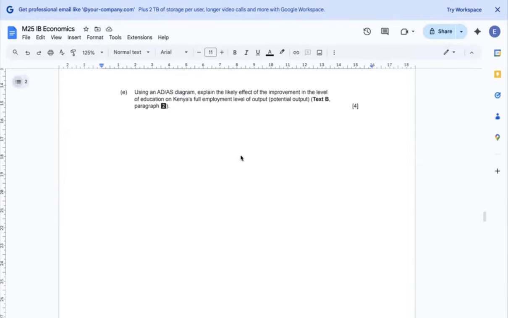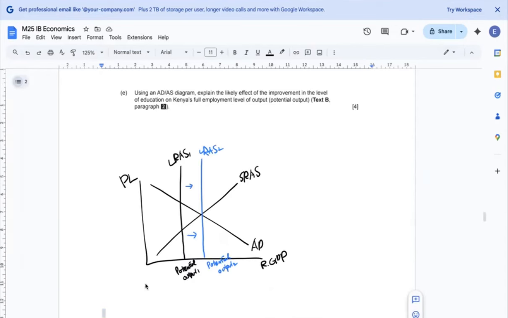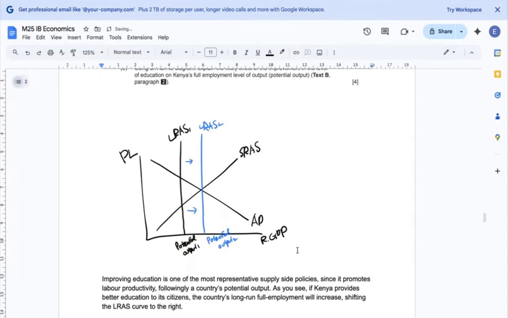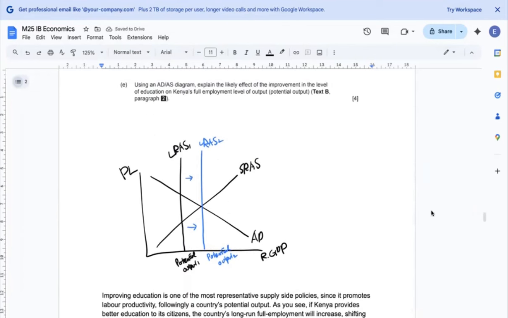Question E. Using an ADAS diagram, explain the likely effect of the improvement in the level of education on Kenya's full employment level of output. Improving education is one of the most representative supply-side policies, since it promotes labor productivity following a country's potential output. So as you see, if Kenya provides better education to its citizens, the country's long-run full employment will increase, shifting the LRAS curve to the right.